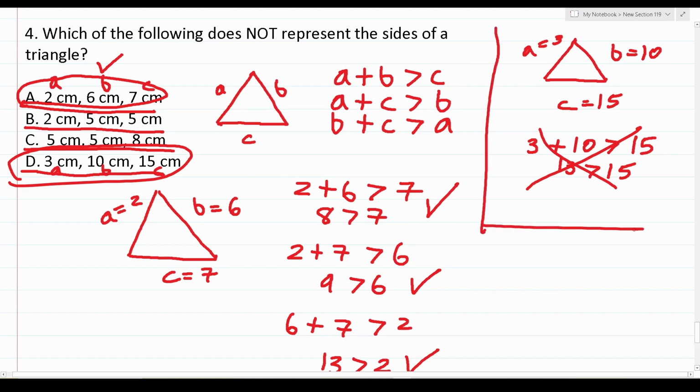All right. And by the way, I knew that almost immediately because I said 3 plus 10 is less than 15. It fails to meet the conditions set out by the Triangle Inequality Theorem. So again, don't be afraid to use mental math to figure these out, as long as you know that the sum of two lengths has to be greater than the third length.